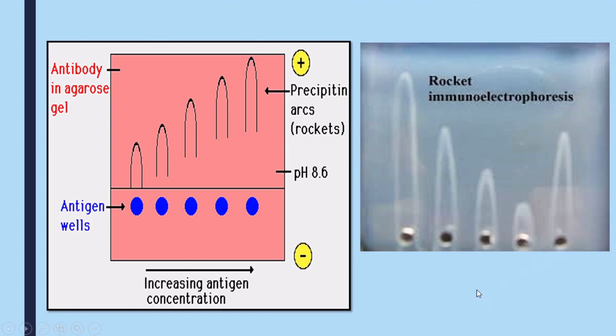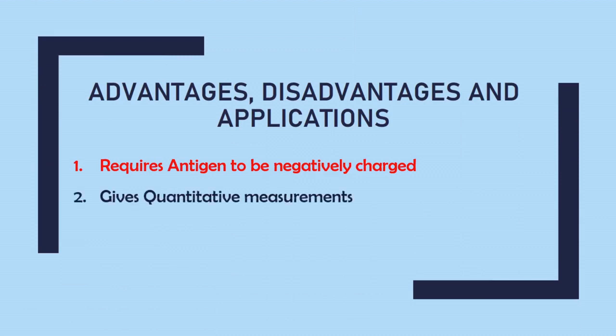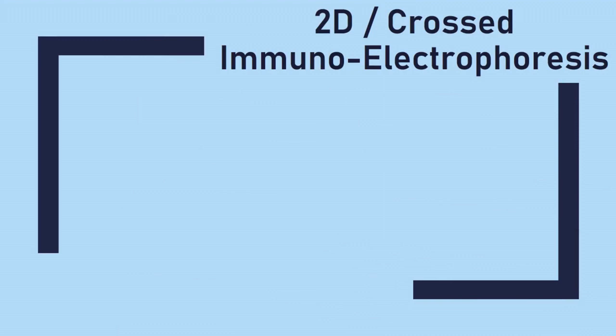In this way, we can perform rocket immunoelectrophoresis. Of course, this method too has some advantages, some disadvantages, but still it is applied. The disadvantage could be you have to again charge antigen negatively. Advantage is for the first time we are getting a quantitative estimation with a very simple method, and as I told, height of the cone is directly proportional to the concentration of the antigen. So this method can also be applied to find out the concentration in an unknown sample.